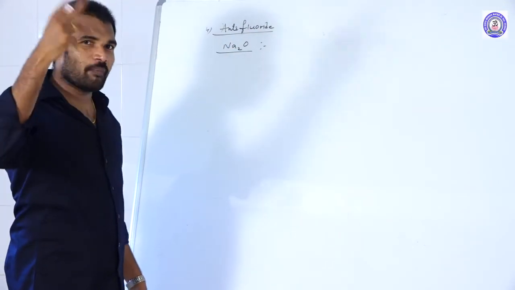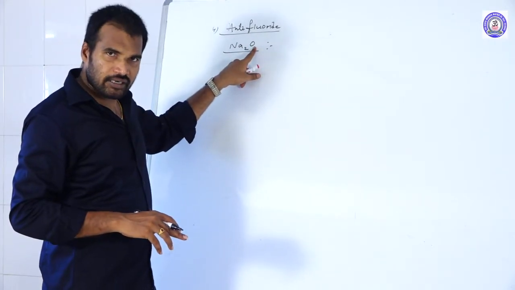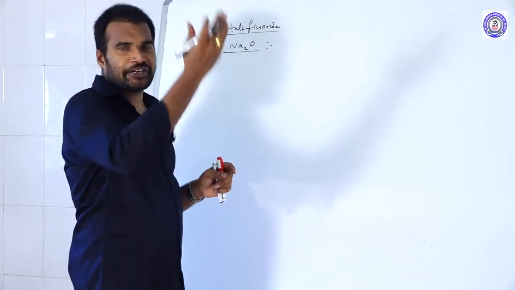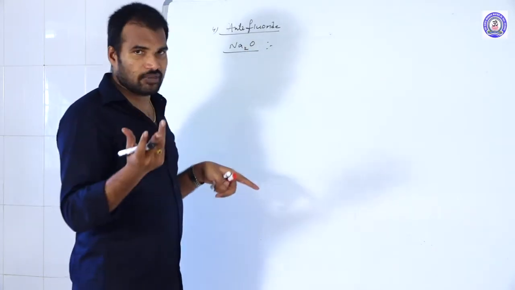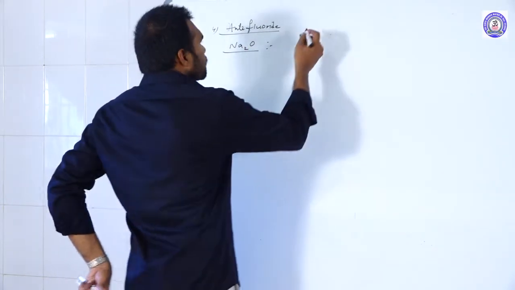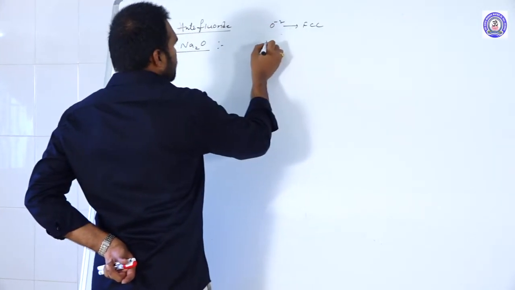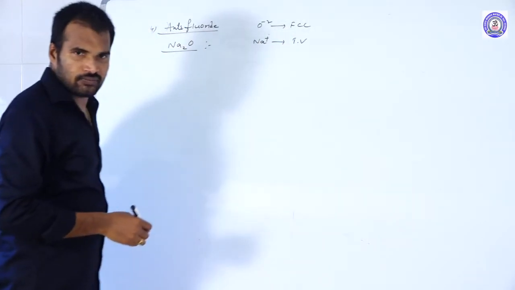Which is the larger? O minus 2 is larger. Why? Because both Na plus and O minus 2 are isoelectronic. In case of isoelectronic species, by increasing the magnitude of negative charge, the size will increase. That is why here the oxide ion is larger. So that is why here oxide ions are forming the FCC lattice. Na plus ions are occupying tetrahedral voids.